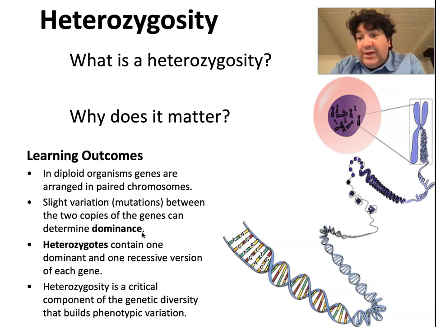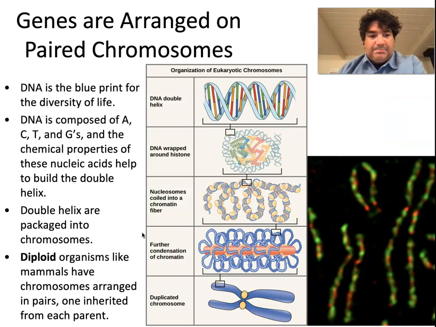Many organisms are diploid, which means they have two copies of every chromosome, and slight variations of genes within one of those chromosomes can lead to one gene being dominant over the other. If a diploid organism contains both a dominant and a recessive gene, then we call that a heterozygote. Heterozygosity is critical to the genetic diversity of organisms, which leads to the phenotypic diversity that they show, right? Just like those really tall and dwarf dogs.